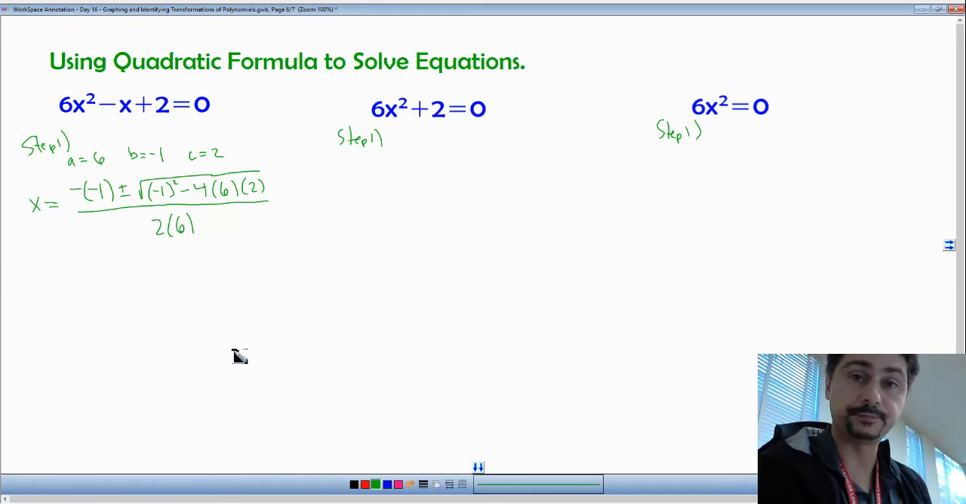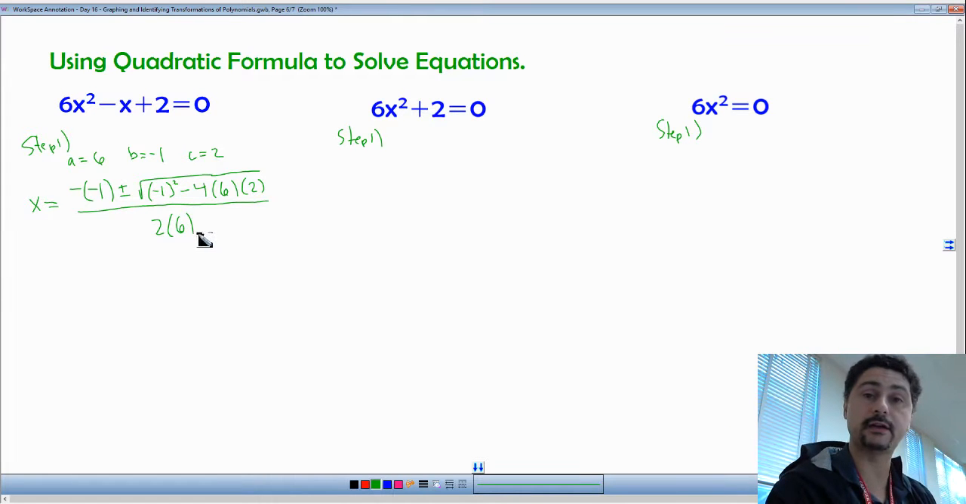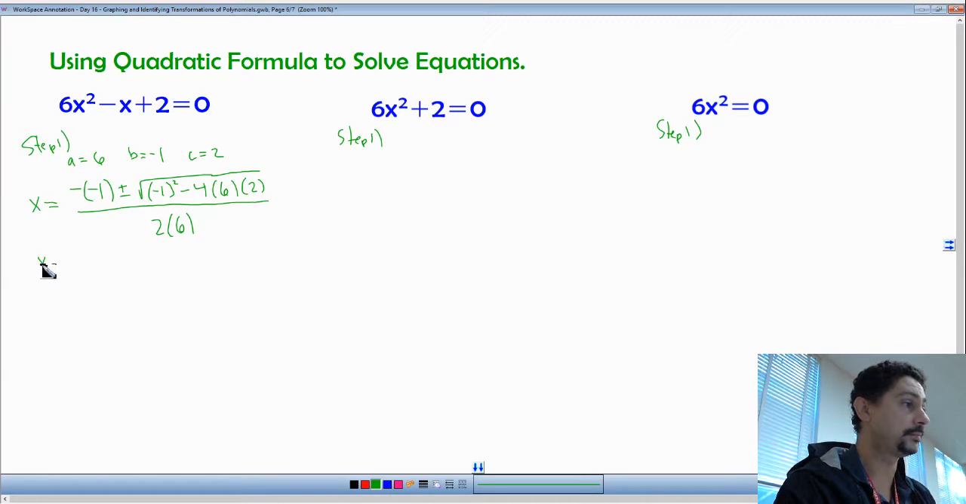Okay, so you set it up. That's good. And if you set this up, at least you have the correct form. Then you're supposed to use a calculator or your mind. I'll go through my mind and I'll say the negative of a negative is a positive. So I say positive 1. The plus and minus stays the same. Doesn't change.